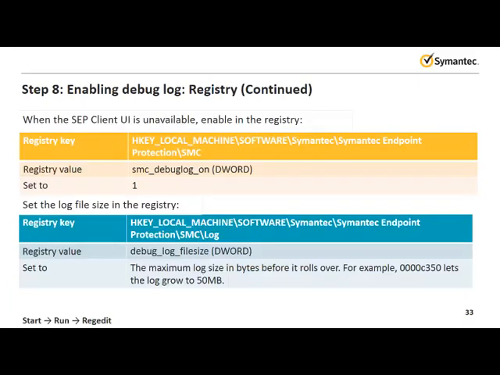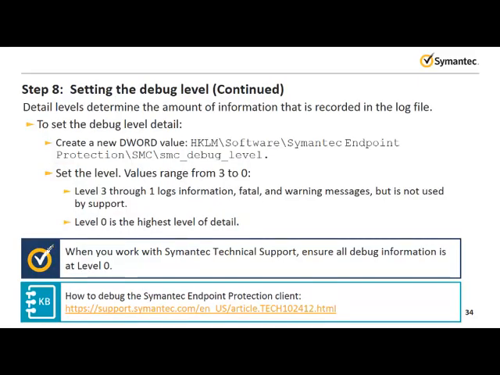Detail levels determine the amount of information recorded in the log file. To set the debug level in the registry, create the following dword value. Then set the level to 1. Create a debug log file size dword value to specify the maximum log size before rolling over to the new log. For example, 50 megabytes.